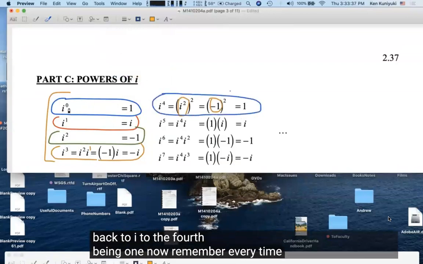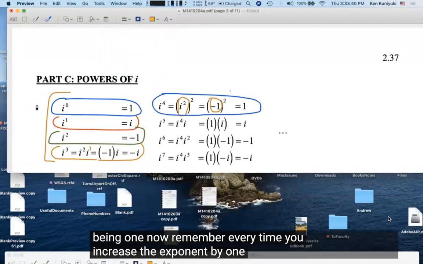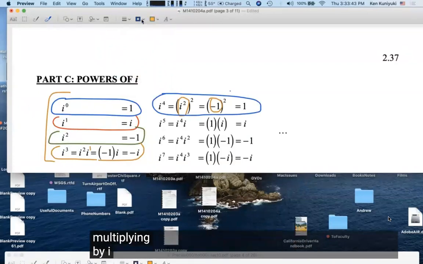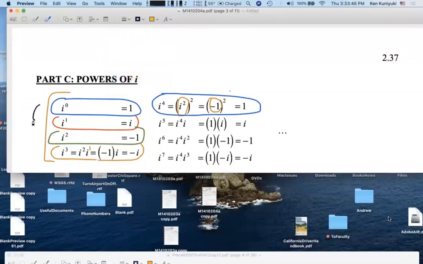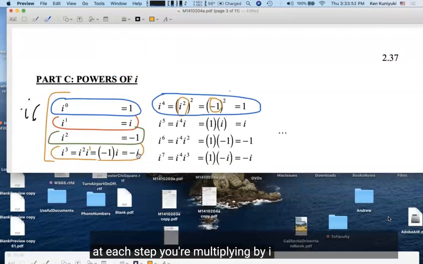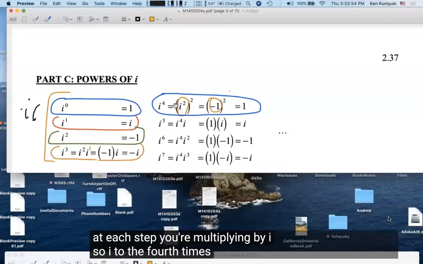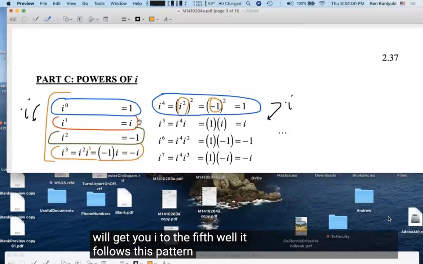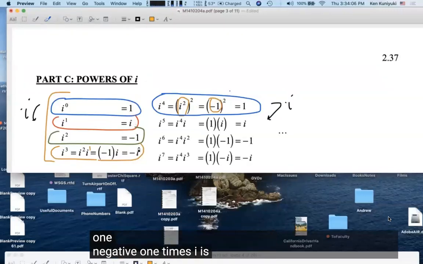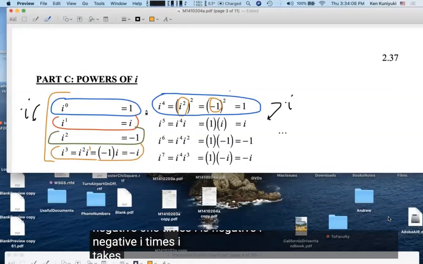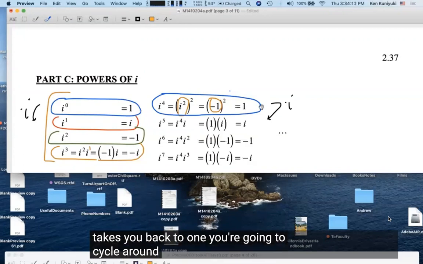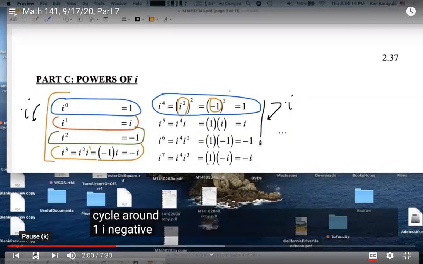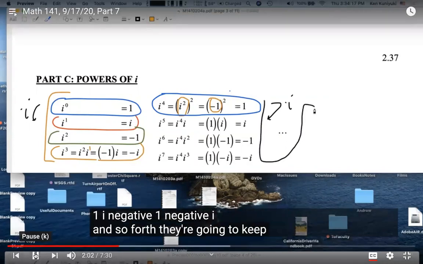Now remember, every time you increase the exponent by 1, you're multiplying by i. At each step, you're multiplying by i. So i to the fourth times i will get you i to the fifth. Well, it follows this pattern. 1 times i is i, times i is negative 1, negative 1 times i is negative i, times i takes you back to 1. You're going to cycle around: 1, i, negative 1, negative i, and so forth. They're going to keep cycling around.